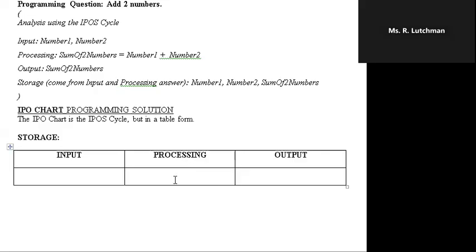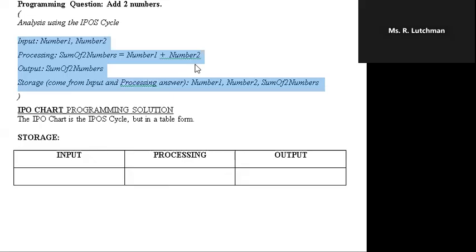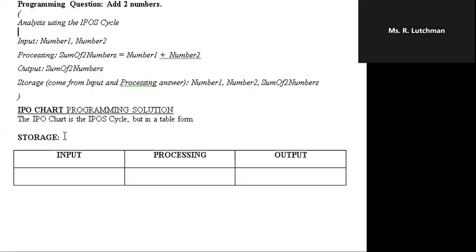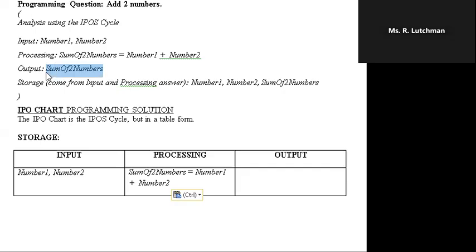Okay. Now here's the thing. We already did this analysis using the IPO cycle. An IPO chart uses the same thing. So this is easy. We have all the answers here already. So input, copy and paste these two, put it there. Processing, put it there. Output, gonna put that there too. And storage, put that there. That's it.